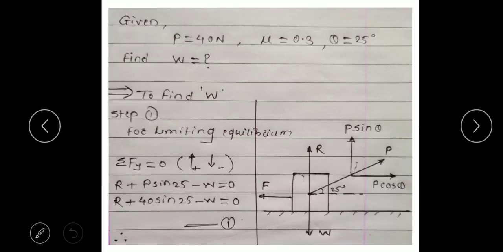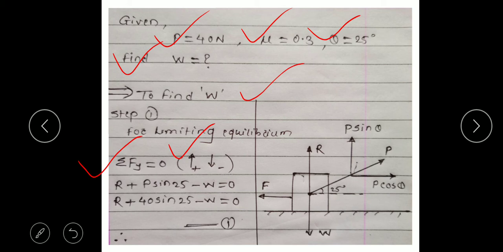Okay, here is the numerical. In that we have the P value, we have the mu, theta values, and we need to find W. To find W, again we know the procedure. According to the procedure, two steps have to be followed. Step 1 is for the limiting equilibrium, and in that we do the summation of all the vertical forces. Vertical means the y-related forces, so summation of Fy equals 0. Upward direction is positive, downward direction is negative.